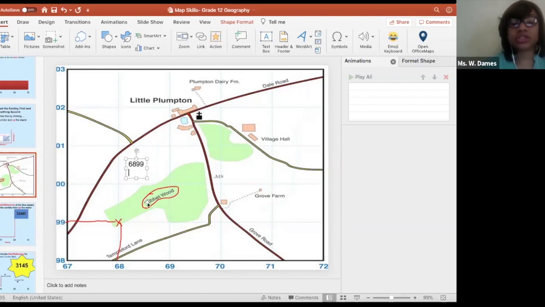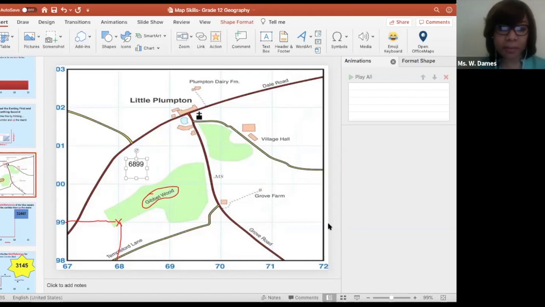Let's do another one. That was my example for you. I want you to tell me, what would the church be? See the cross here? What would be the 4-figure grid reference for the church? Anyone want to give it a try? Remember what I told you: eastings first, then northings.